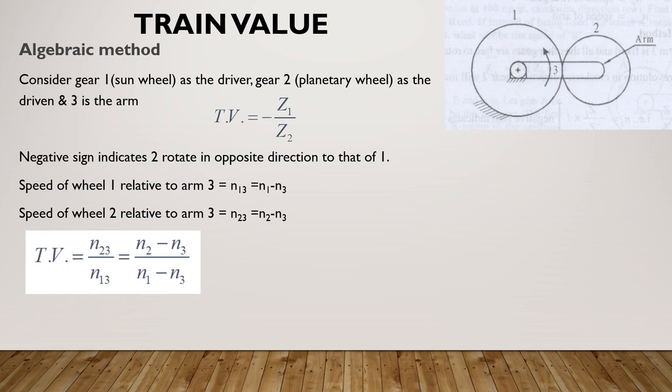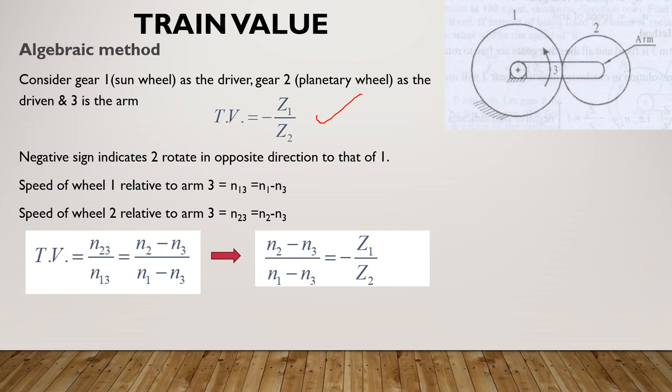Driven here is the second gear, divided by the first gear, n23 divided by n13. Speed of wheel 2 or gear 2 divided by speed of wheel 1. We already wrote the relation, n23 is nothing but n2 minus n3, n13 is n1 minus n3. So this can be equated to the first relation. Here you have this train value, equate that to the relation of number of teeth. So this will be n2 minus n3 divided by n1 minus n3, which will be equal to minus z1 by z2.